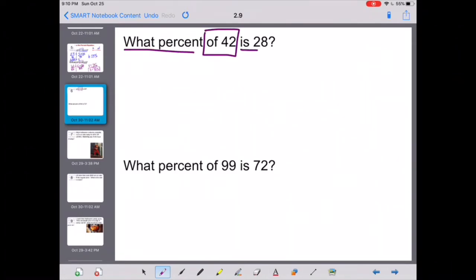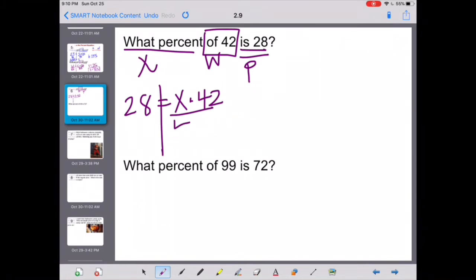All right, on these two, you can use whichever you prefer. I'll do one of each. What percent of 42 is 28? So here's my x. This is my whole. This is my part. So if I'm doing the percent equation first, I would get 28 equals x times 42. Divide by 42.